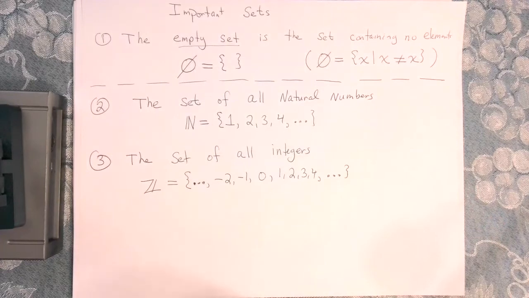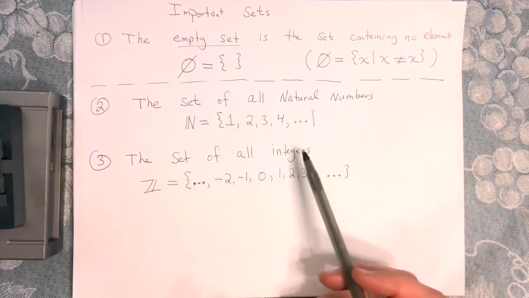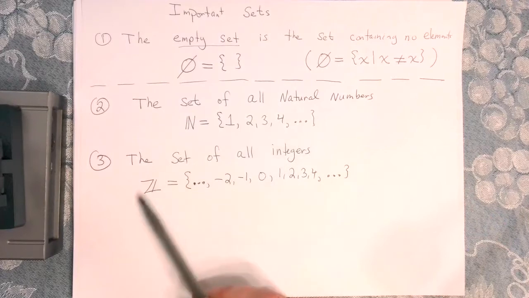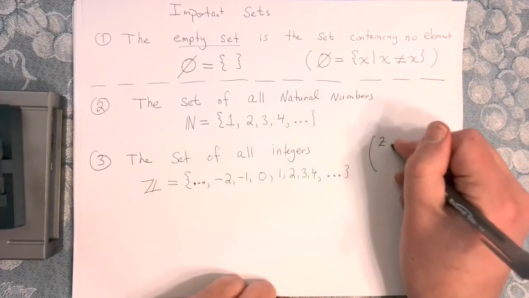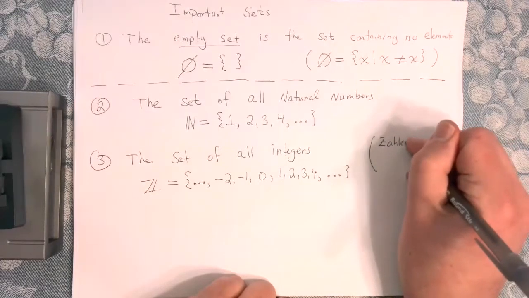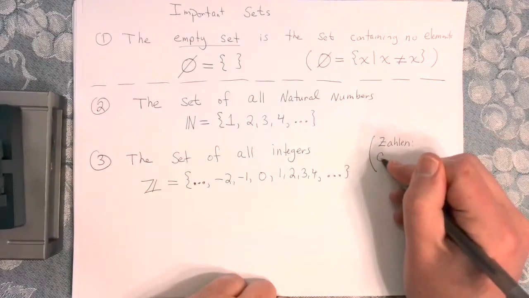Now, it may seem kind of strange to you that this is the set of all integers, and we're using the notation Z. Well, this comes from the word Zahlen, which is German for numbers.